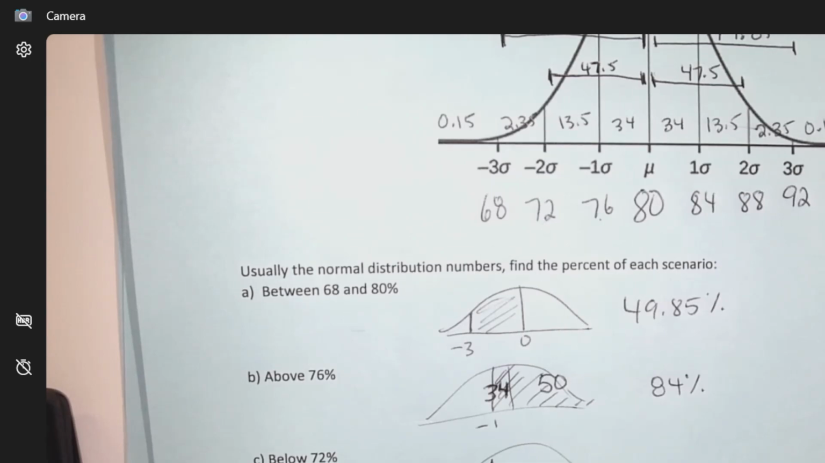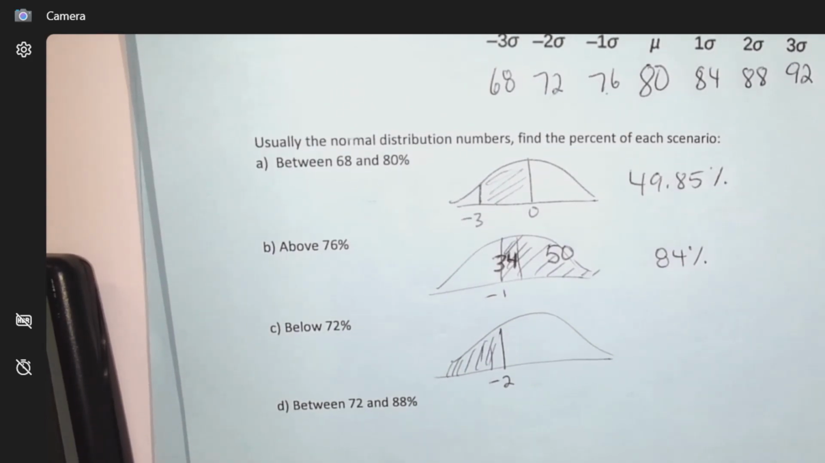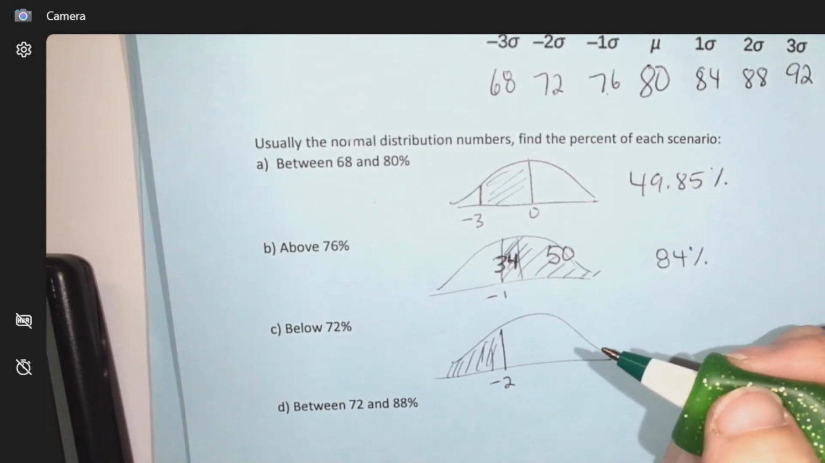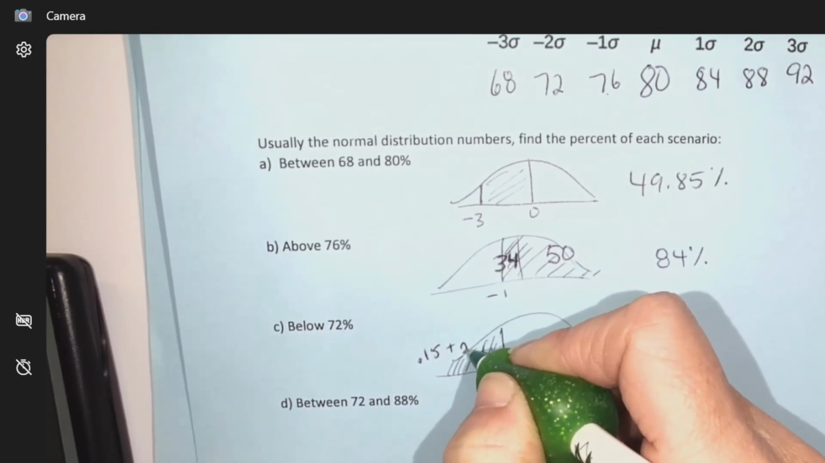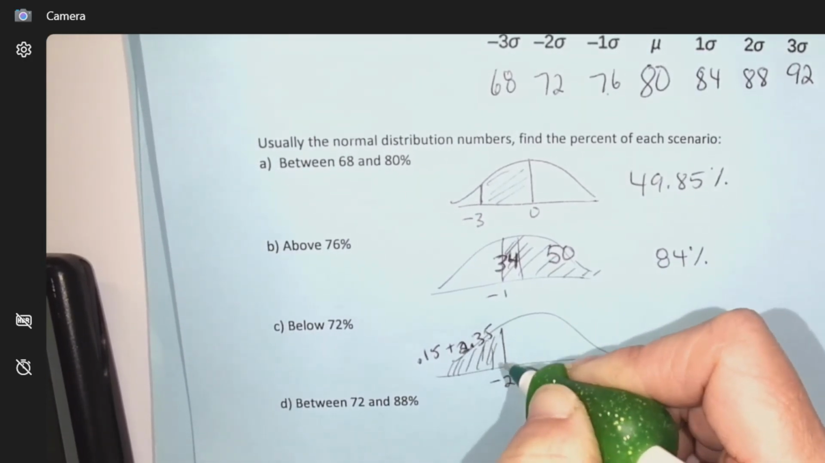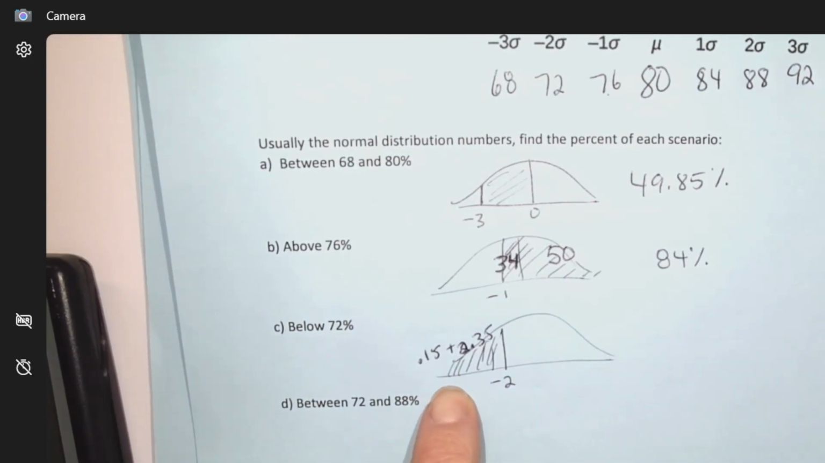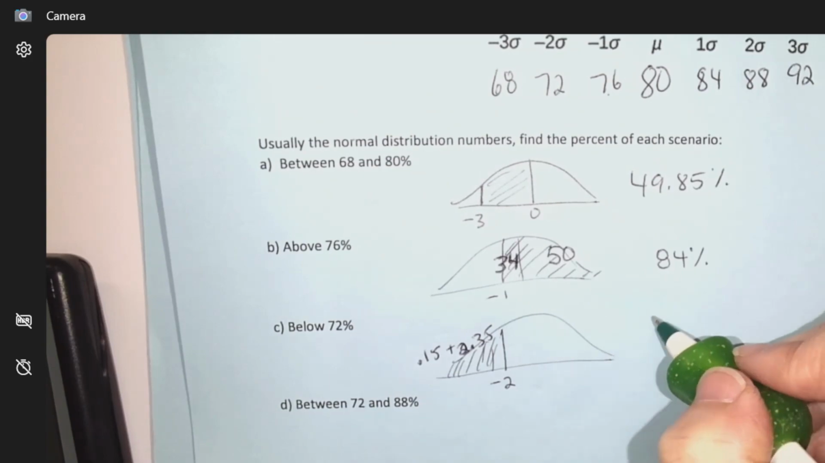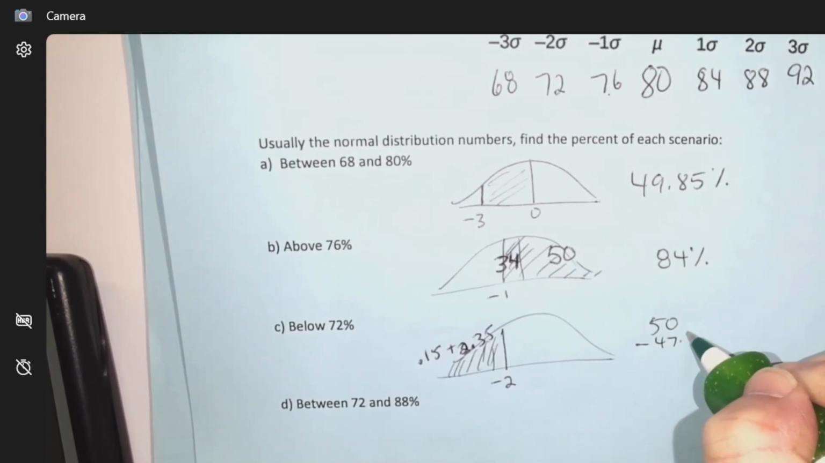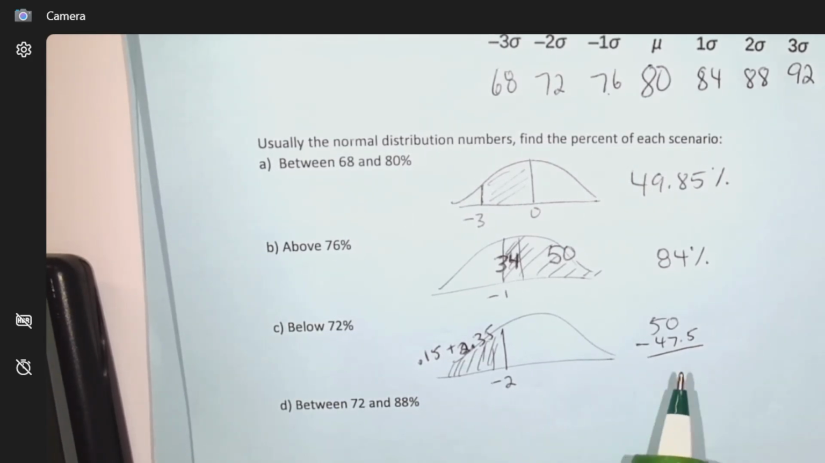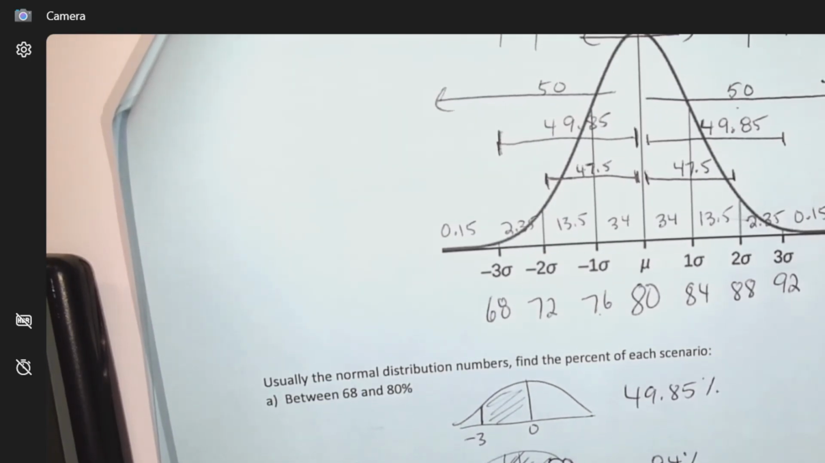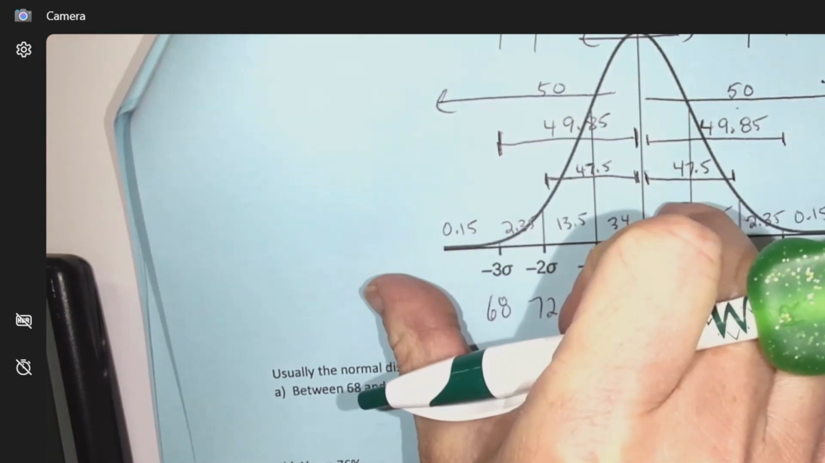Okay, so this next question is below the 72. So this is the chunk that you're looking for. So you can do this in a couple ways. You can do those two intervals added together. You could do the whole half minus that chunk.